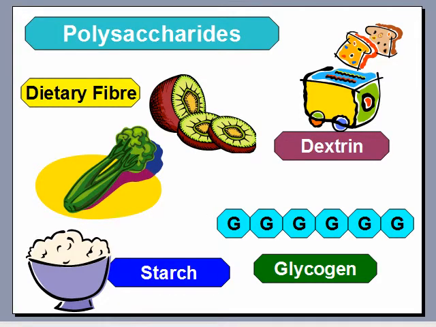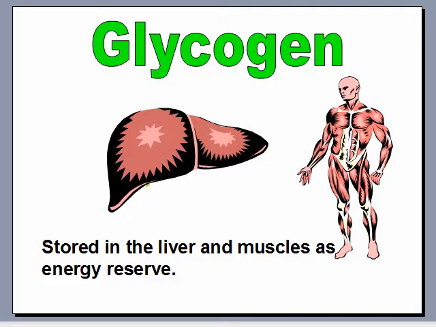The last group of carbohydrates that we'll be looking at is polysaccharides. Examples of polysaccharides are dietary fiber, starch, glycogen, and dextrin. Excess carbohydrate will be converted to glycogen, and all this glycogen will be stored in the liver and muscle as energy reserve. Glycogen is the short-term energy reserve.